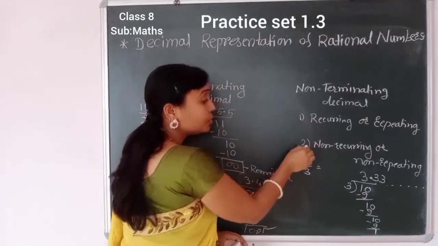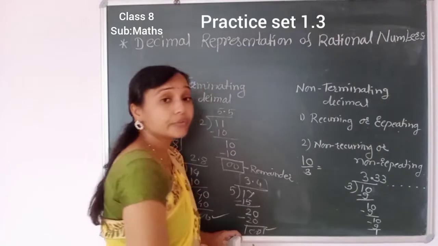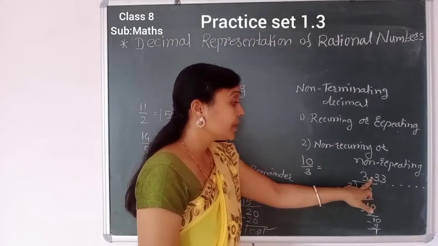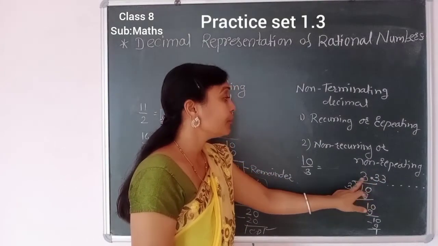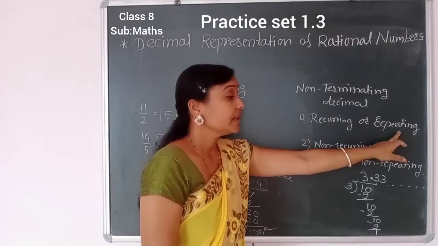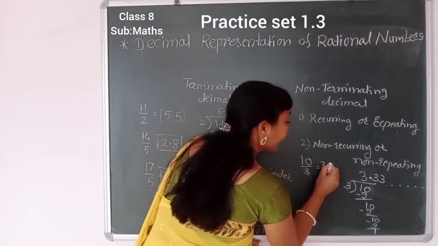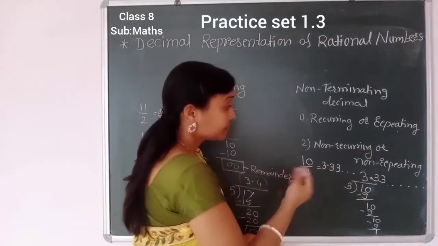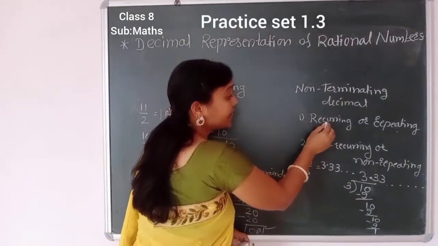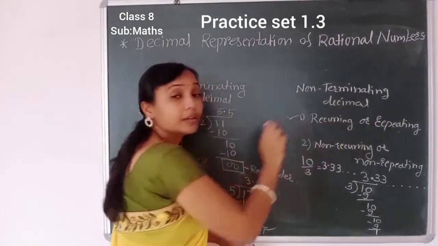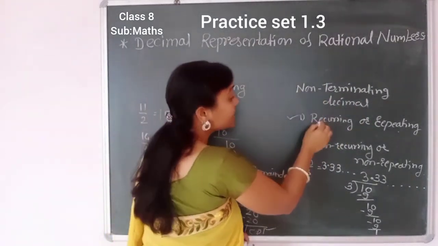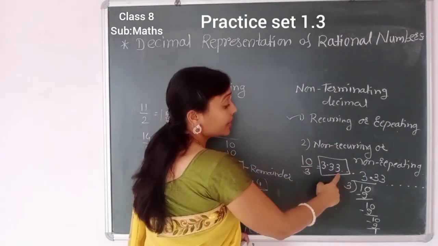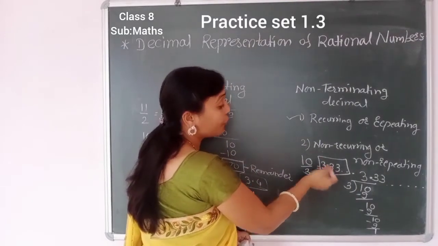In this, there are two types, recurring or repeating. If the number repeats again and again after the decimal point, then it is the recurring or repeating decimal form. And what is meant by non-recurring and non-repeating? First we will see the rational number in the recurring and repeating form. This number is called a non-terminating recurring rational number in the decimal form.